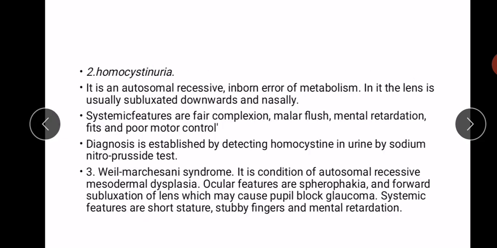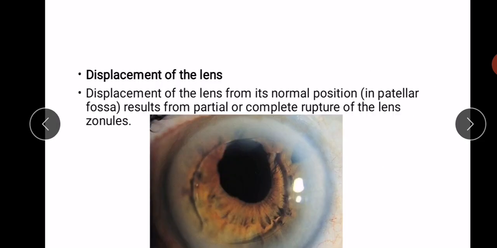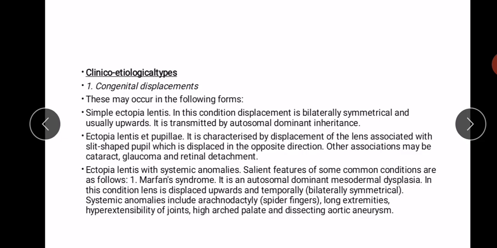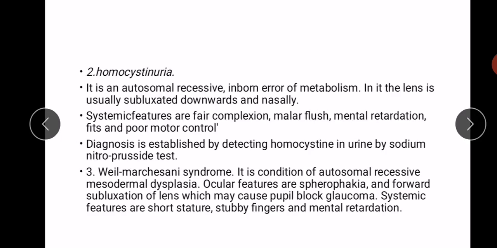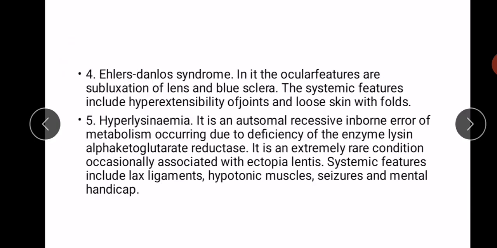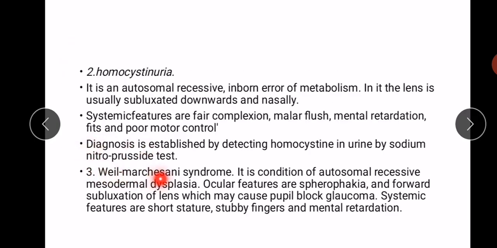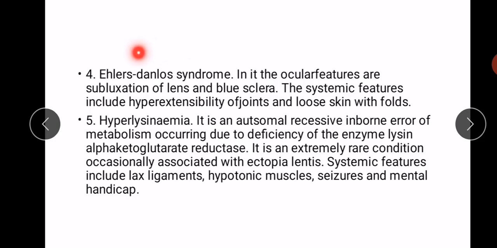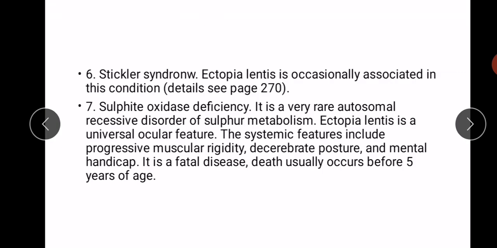So let's recap this. Displacement of the lens is dislocation of the lens from its normal position. Normal position is patellar fossa. It is due to rupture of the lens zonules. Clinico-etiological types are 1. Congenital displacements, 2. Homocystinuria, 3. Weill-Marchesani syndrome, 4. Ehlers-Danlos syndrome, 5. Hyperlysinemia, 6. Stickler syndrome, 7. Sulfite oxidase deficiency.